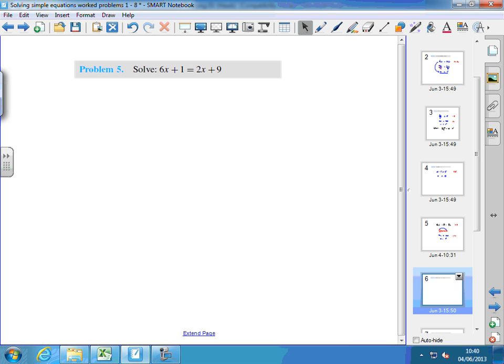Here, we have a situation where x appears on both sides, look. And in these situations, the first thing to do is try and get x's together. So let's have a look at this. 6x plus 1 equals 2x plus 9.